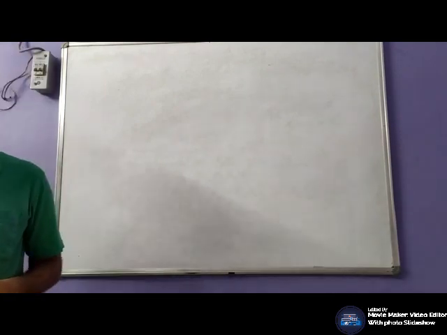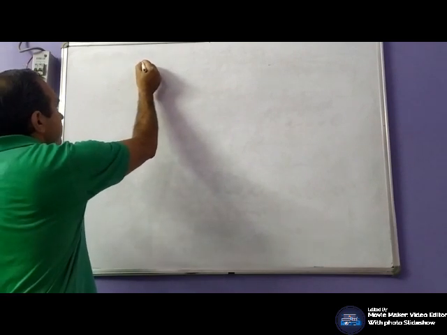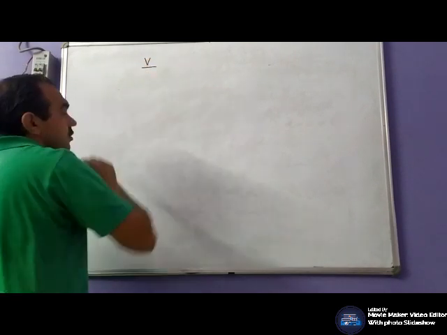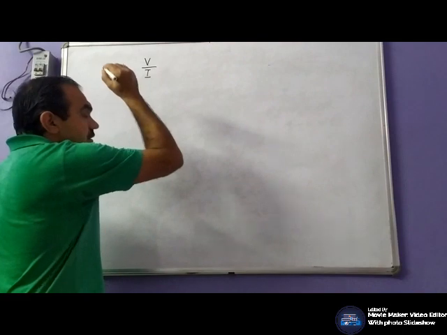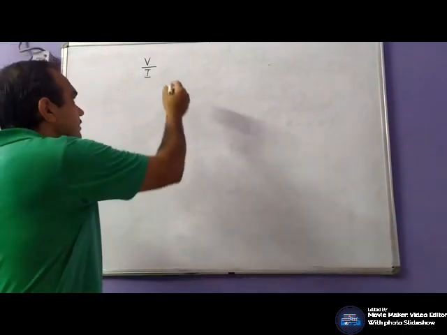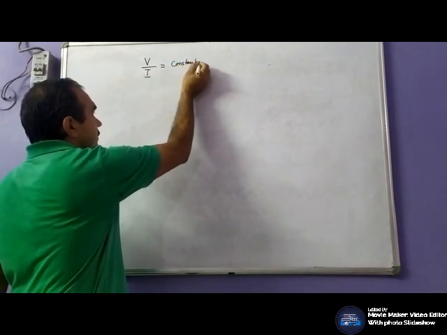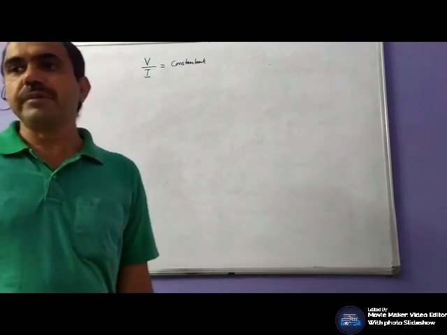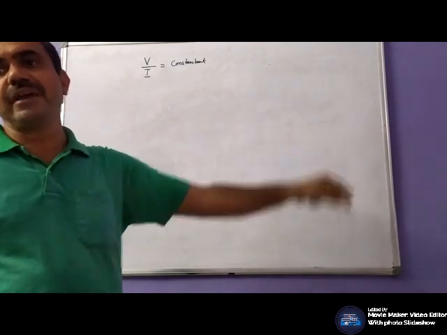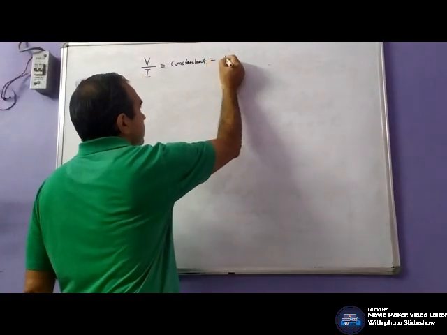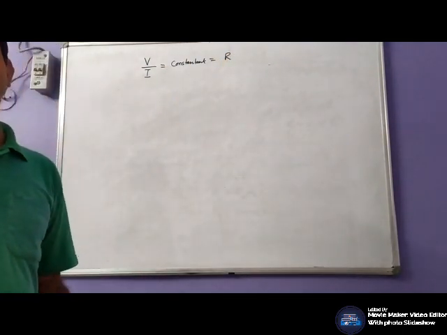In the last lecture, we discussed Ohm's law, and we discussed that the ratio of potential drop across the ends of a conductor to the current flowing through it is constant. And if the temperature doesn't change, the resistance of that conductor remains constant. So Ohm's law is V by I is R.